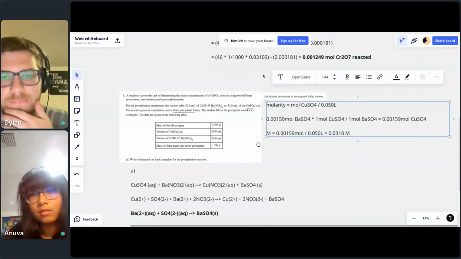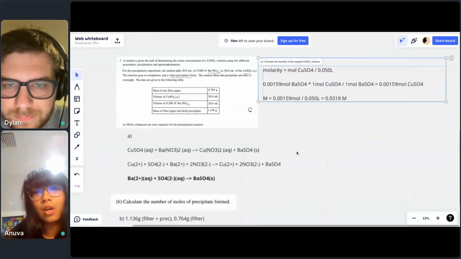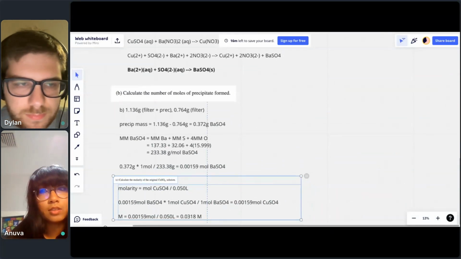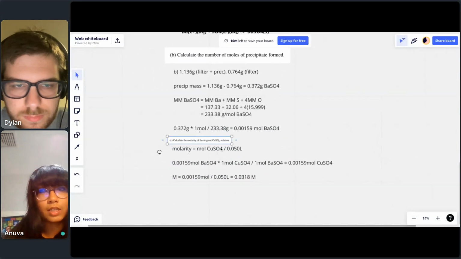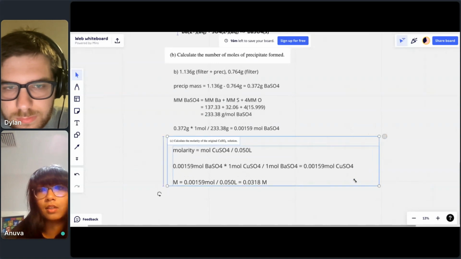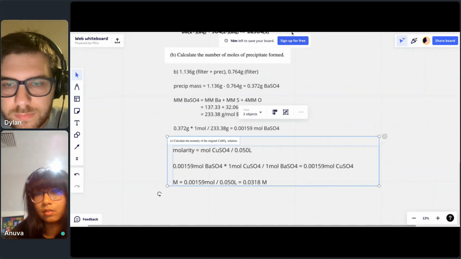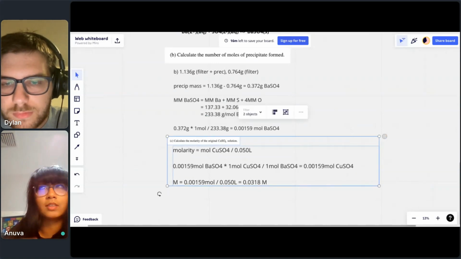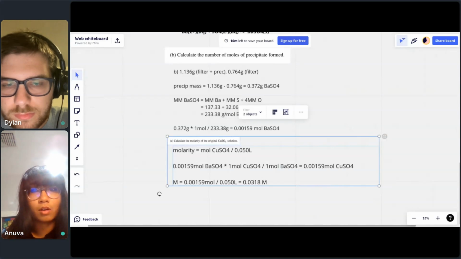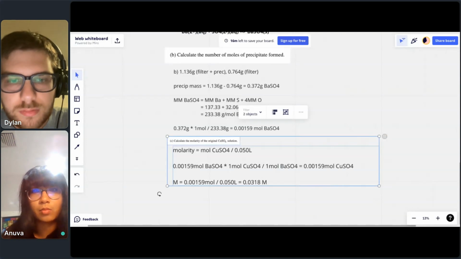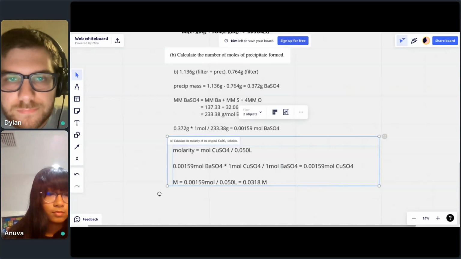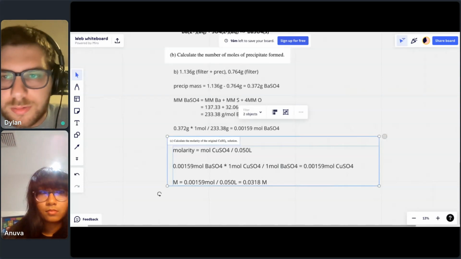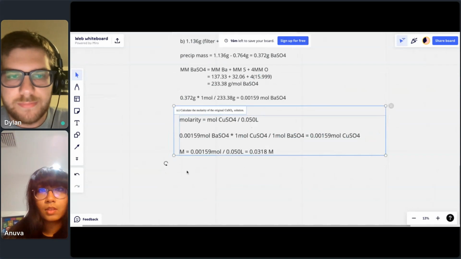Yeah. So that's part C. Also, if you carry your decimals over, the entire trail of decimals, you'll still get correct answers, even if it's off by like 0.001. As long as you're doing the right work, the teacher grading it will see it. Yeah. All right. So let's look at part D.